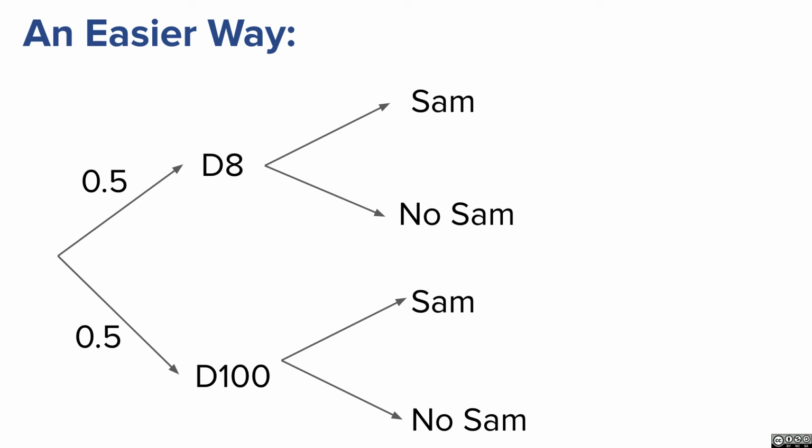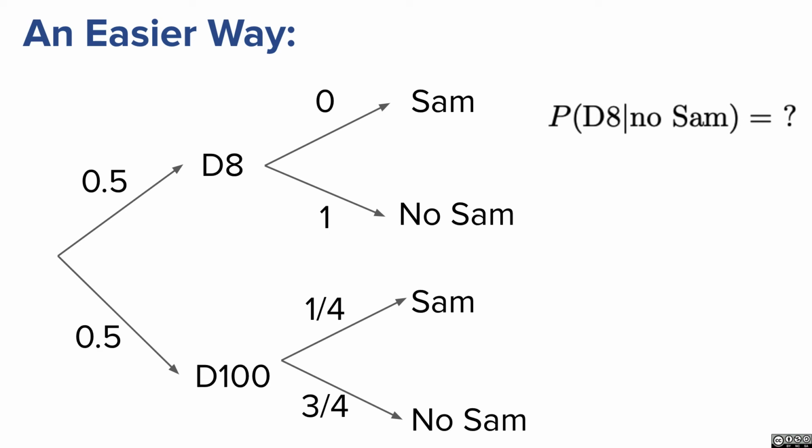What I do next is you can say the probability of picking SAM given Data 8 is 0, and the probability of picking no SAM after picking Data 8 is 1, because Data 8 doesn't contain any SAMs. For Data 100, 1 out of the 4 students was named SAM, so the probability of the top branch is 1/4, and the probability of the bottom branch, by definition, is then 3/4.